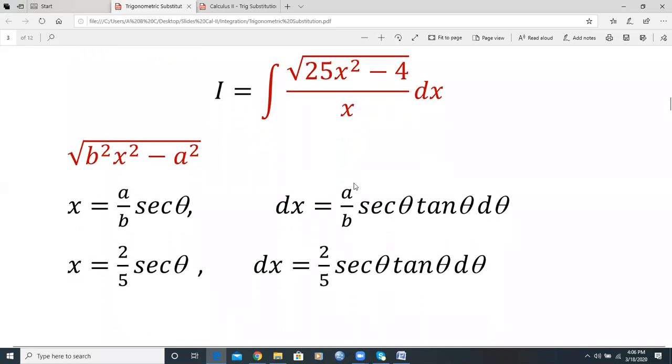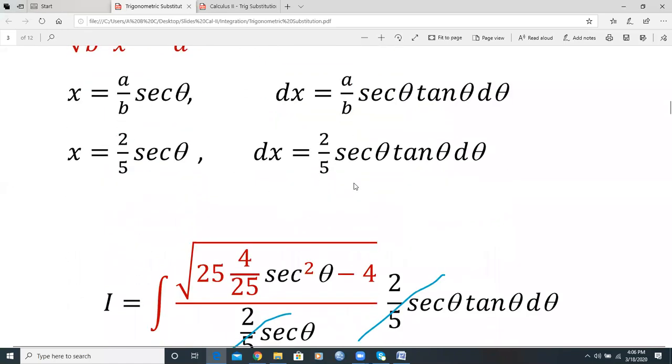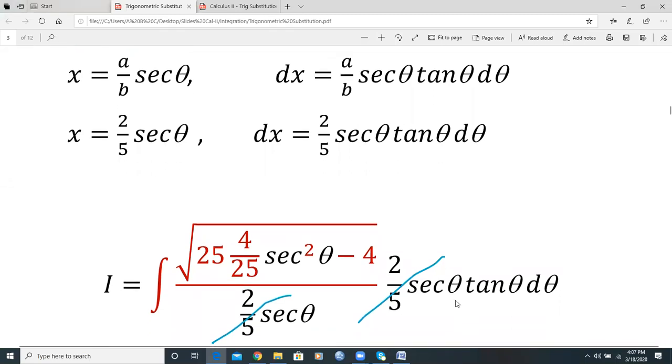So you see when we are replacing this substitution, square root x square actually becomes, from here, x square actually becomes 25. This 25 is there. 4 over 25 sec square theta minus 4, and we replace x by 2 over 5 sec theta. This is the value of dx. So you see here, this 2 over 5 sec theta is cancelled with this, and this 25 is cancelled with this 25. So in the square root we have 4 sec square theta minus 4.